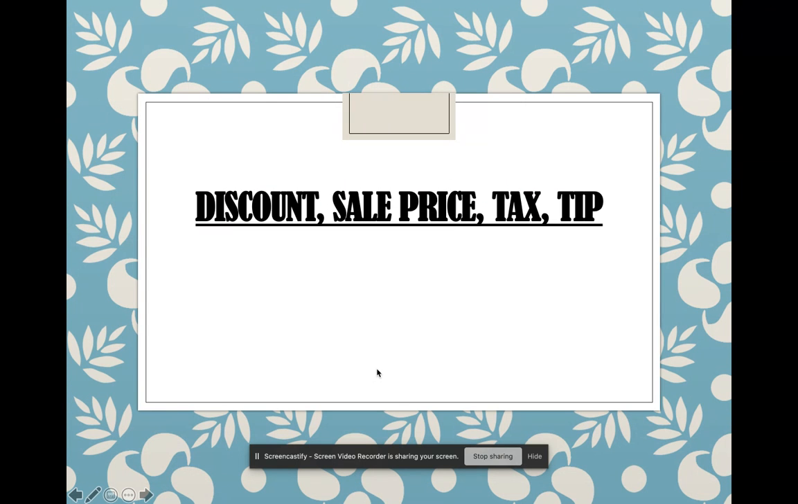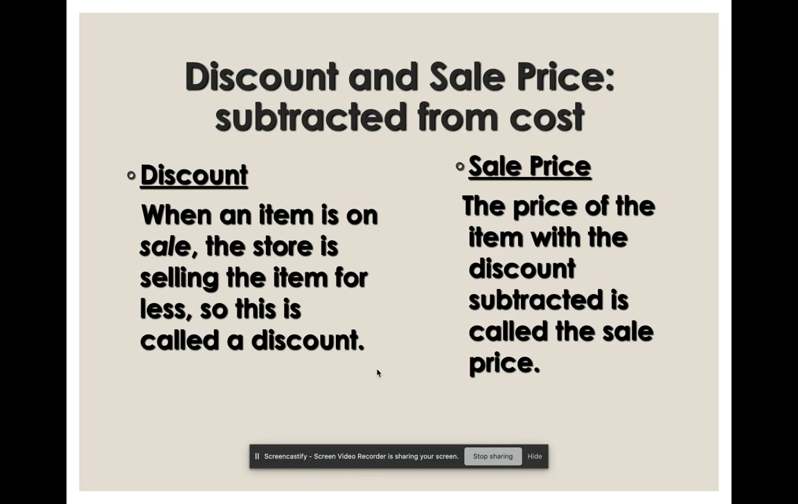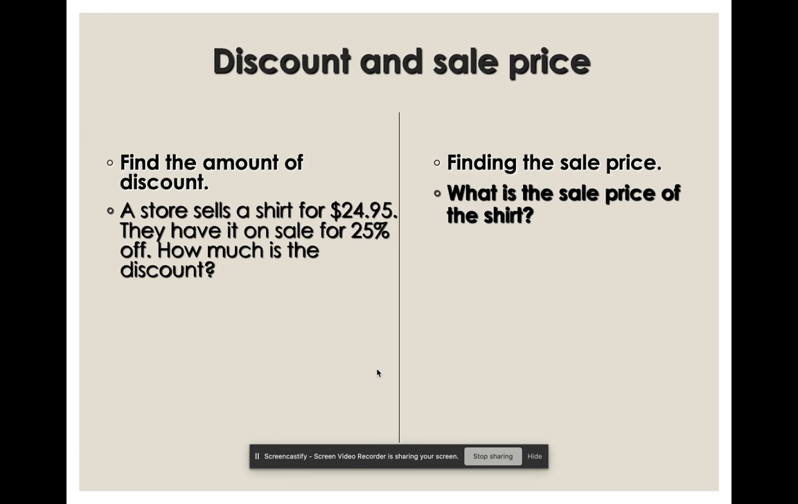We're going to talk today about discount, sales price, tax, and tip. When we're talking discount, it is subtracted from your cost. So as a reminder, discount is when an item is on sale and the store is selling the item for less. So this is called a discount. The sale price is what you would get when you subtract the discount from the original price, and that gives you what we call the sale price.